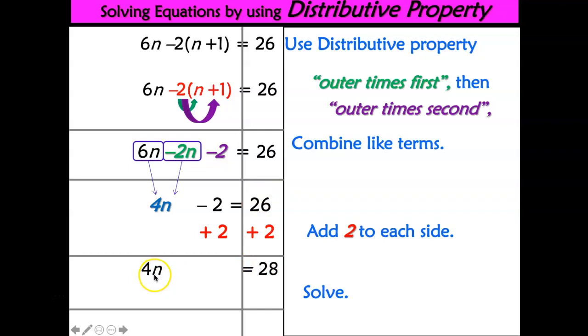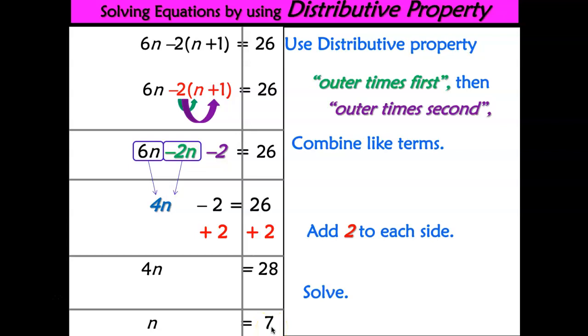This means 4 times n. We do the opposite, which is divide by 4. So we divide by 4 on both sides. 4n divided by 4 is 1n. We do not need to write 1. 28 divided by 4 is 7. This could also mean 4 multiplied by a number will give you 28. So that n is 7. Okay, so that's our first example.